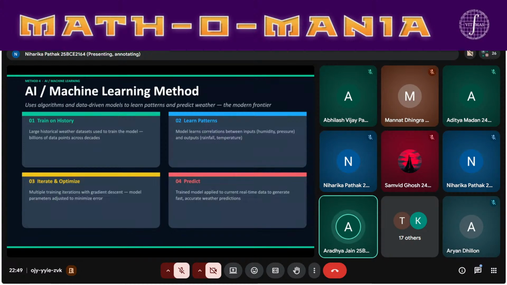Now, the trained model is applied to current real-time data. The trained model which we have, we use it. We use all the knowledge it gathered from the past, and all the multiple iterations which we did, and then we use it on the current data which we have. So we get to know, okay, when this happened previously in the past, let's say humidity or pressure, something happened, then we got rainfall. So this might also give rainfall. We will understand this better in the next slide. Please move to the next slide.